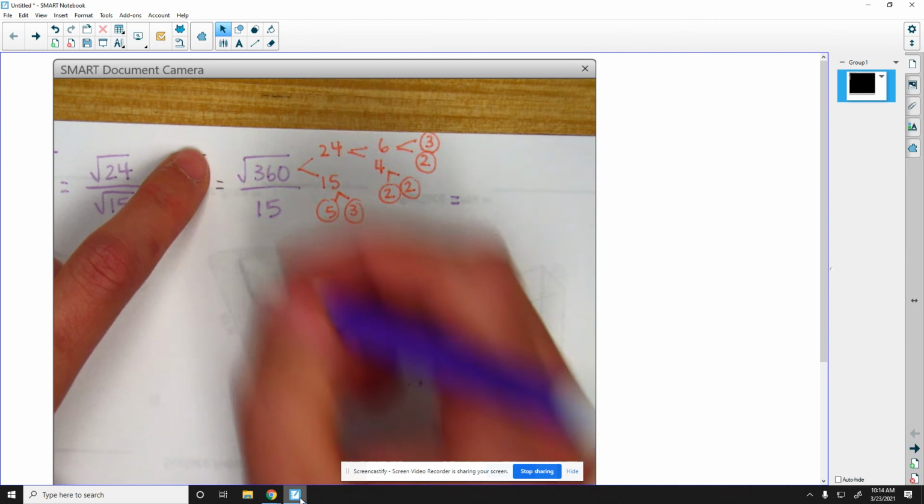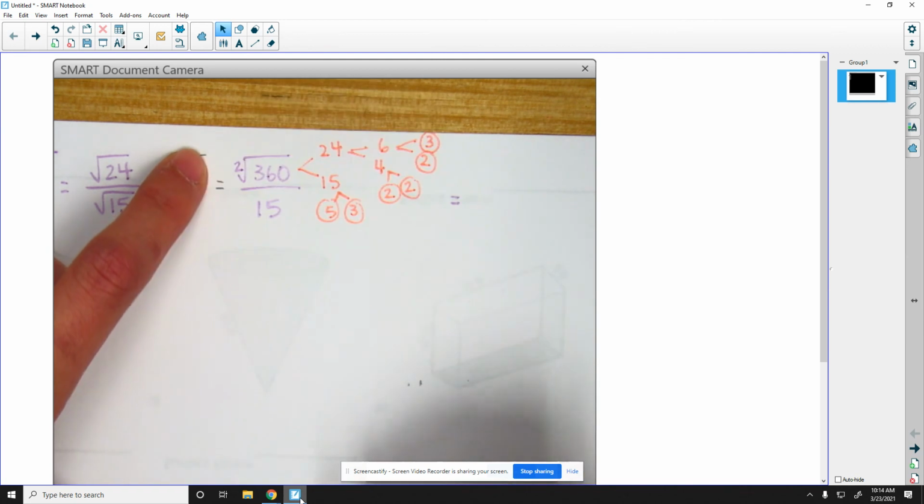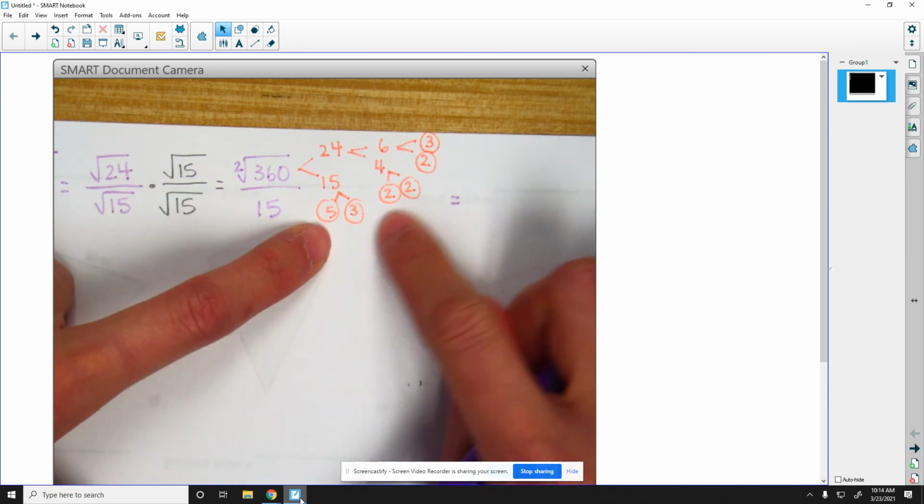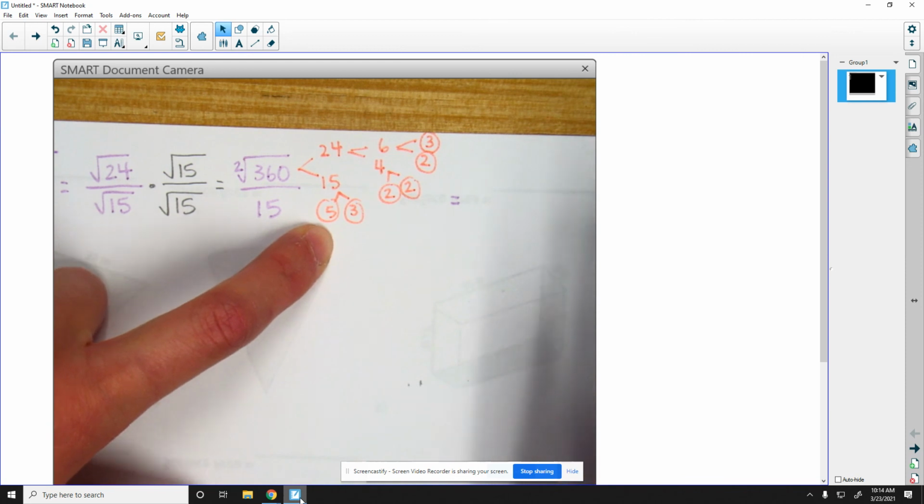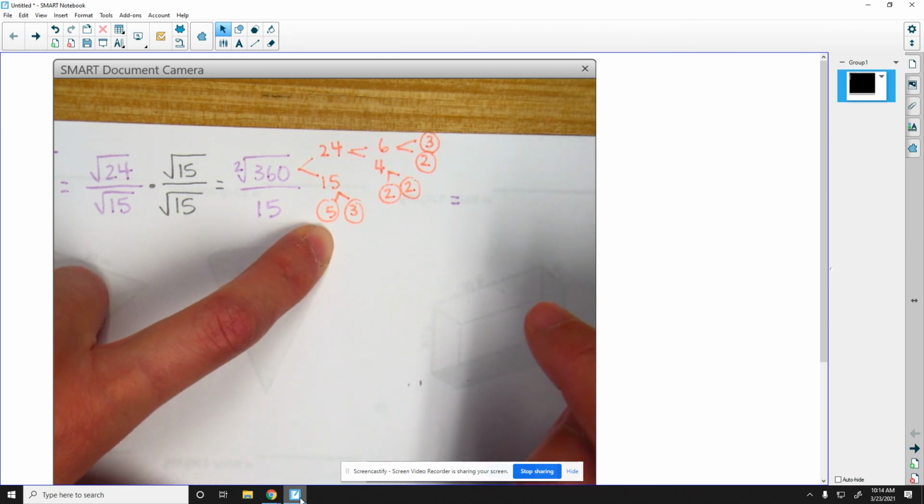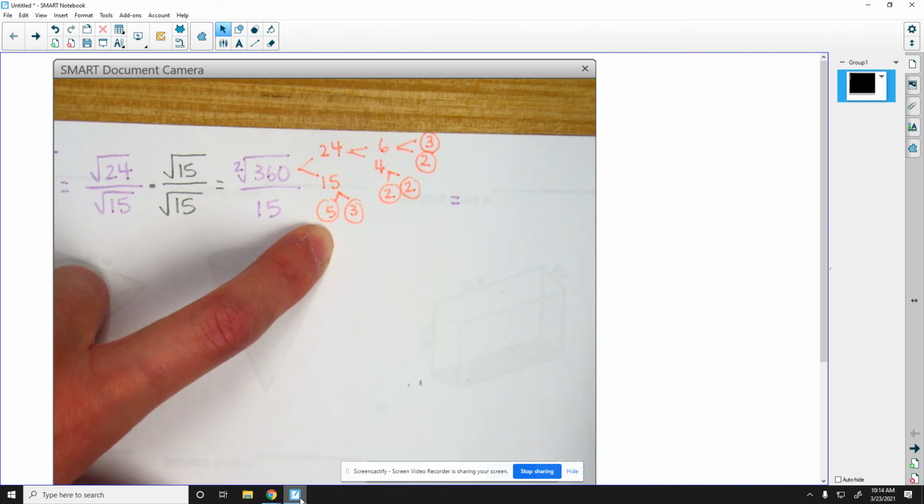And I want to take out groups of 2. Cameron, question, answer? Does anyone think? Cameron? 6 radical 10 over 15. Okay, you did that really fast. I don't even know. So let's take out groups of 2.